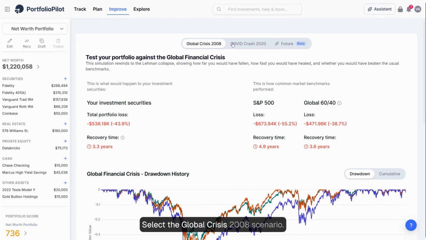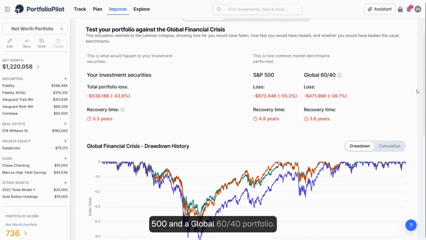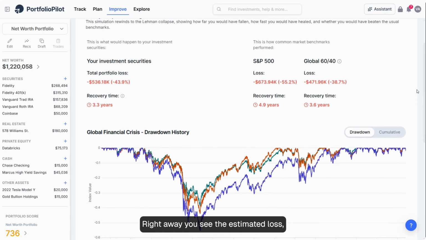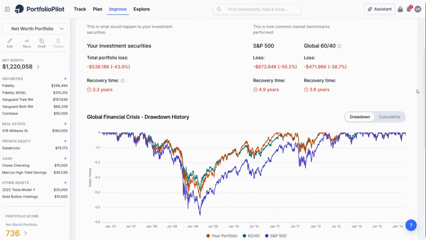Select the Global Crisis 2008 scenario. This replays the global financial crisis on your current portfolio and then compares it against benchmarks like the S&P 500 and a global 60/40 portfolio. Right away, you see the estimated loss, recovery time, and how your portfolio would have held up.